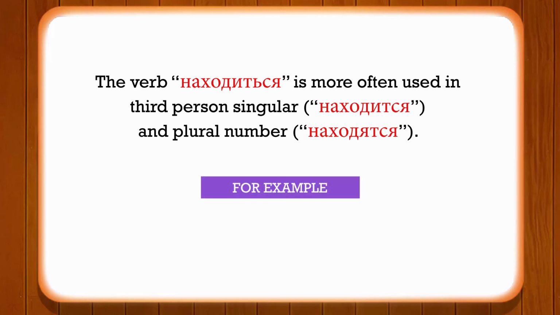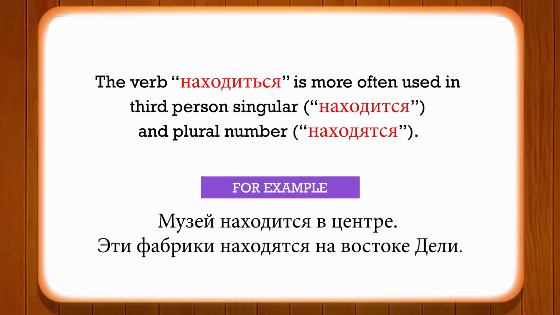For example, музей находится в центре. Эти фабрики находятся на востоке Дели. So here in these two cases we have seen that находится and находятся have been used as per the context of the sentence, in singular as well as in plural.